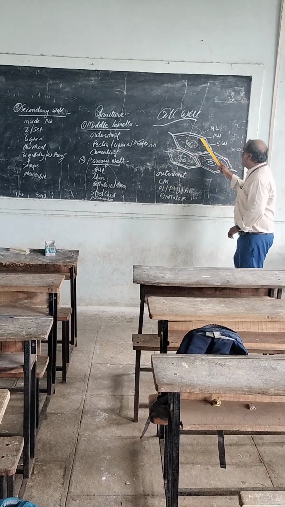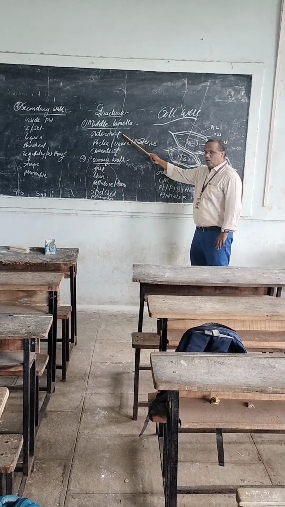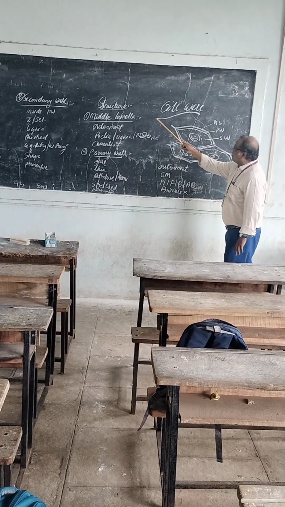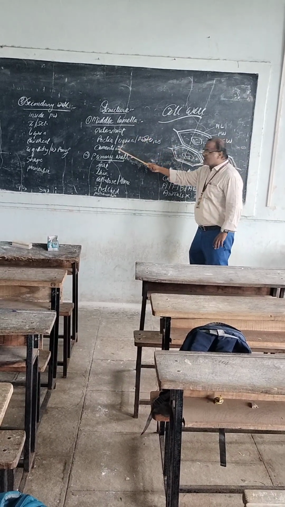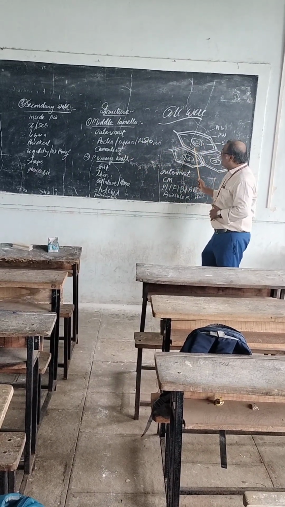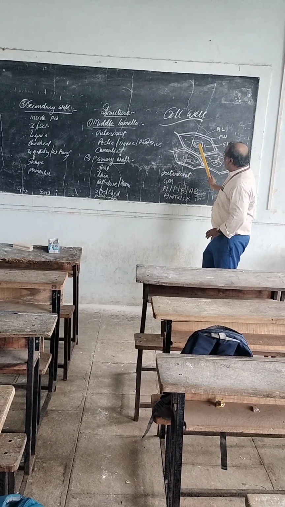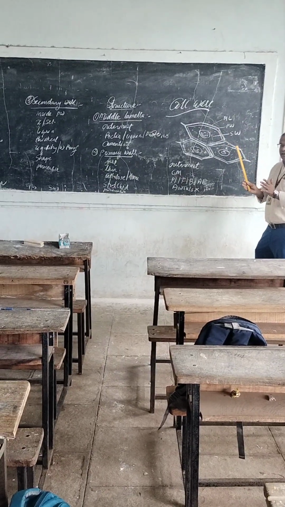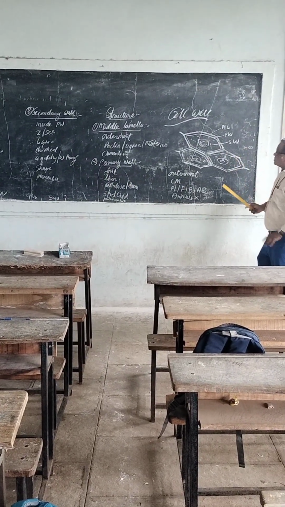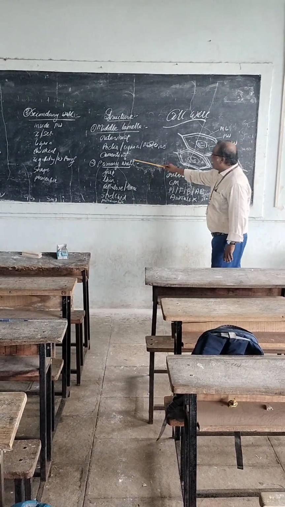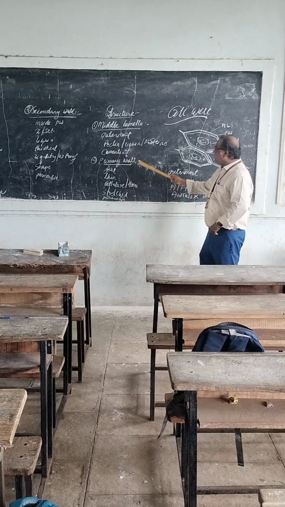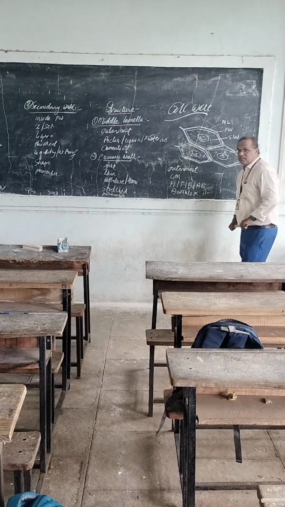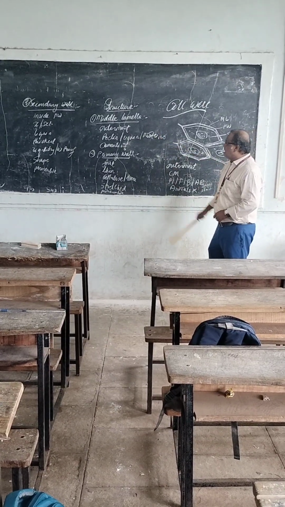So this is the middle lamella, it is the outermost layer of the cell wall. It acts as a cementing material between the cells. Because of the presence of middle lamella, the adjacent cells are joined with each other, they are fixed with each other. It is made up of pectin, lignin and some proteins. So this is about the middle lamella.